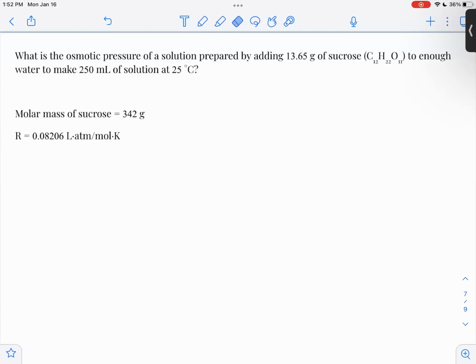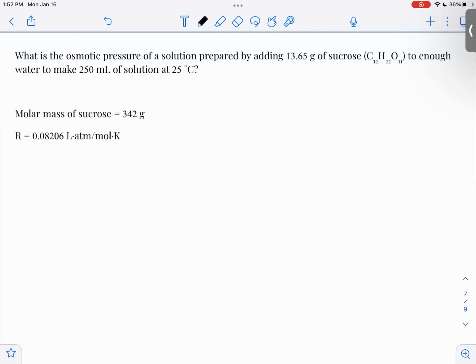Specifically, it's osmotic pressure. So what is the osmotic pressure of a solution prepared by adding 13.65 grams of sucrose to enough water to make 250 milliliters of solution at 25 degrees Celsius? Okay, and then it also gives us the molar mass of sucrose and the R value.